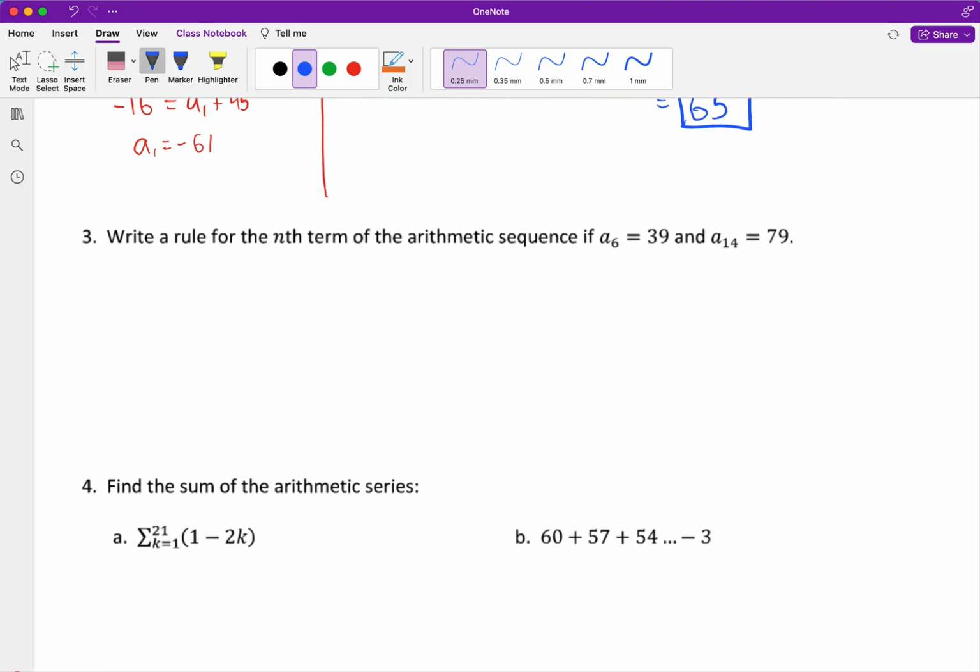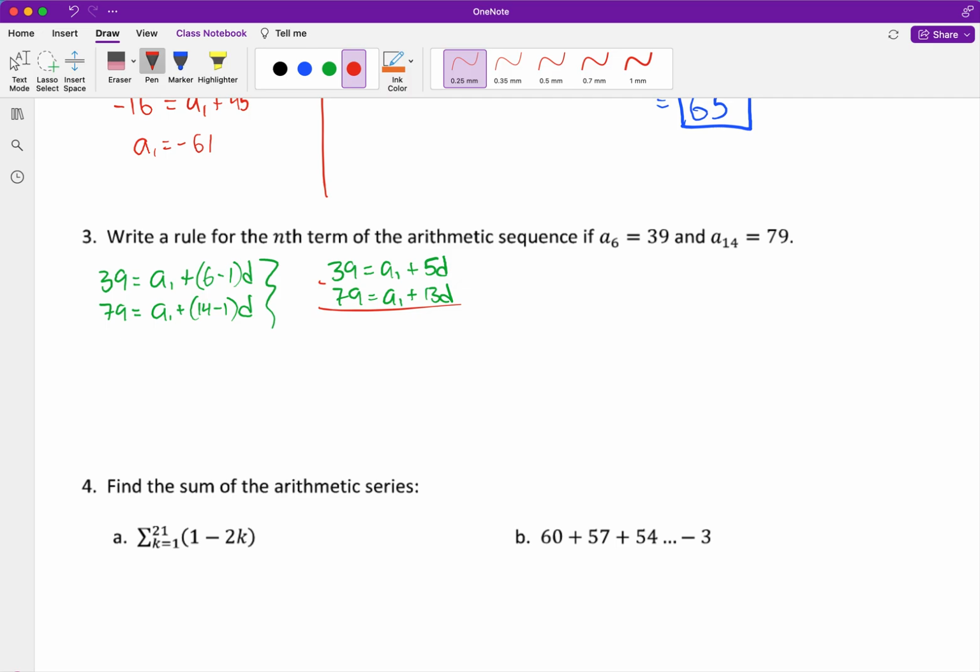All right, next one. Write the rule for the nth term of the sequence if we're given 2 random terms that are not connected. So I'm going to set up a system of equations with this. So I'm going to say, hey, when it equals 39, a_1 I don't know, but I know that the n value is 6 at that time, and I don't know d. When it equals 79, I still don't know what a_1 is, but I know that the n value is 14 this time around. And so if I clean this up a little bit here, all right, so I'm just going to rewrite this. I'm going to have 39 equals a_1 plus 5d, and then 79 equals a_1 plus 13d.